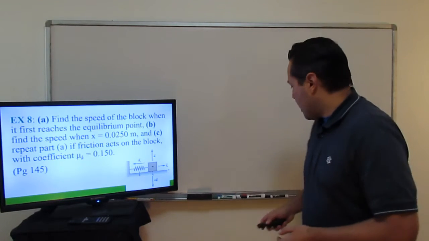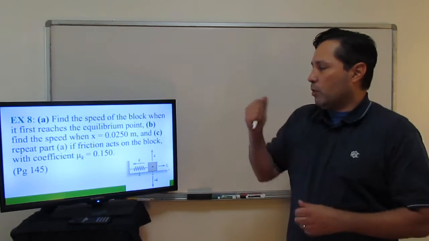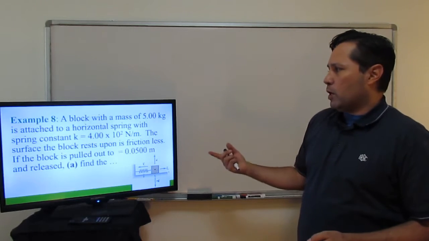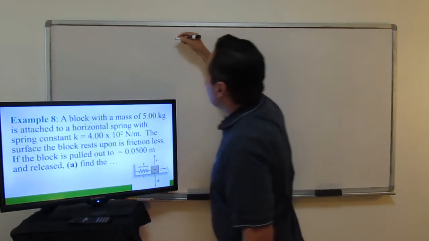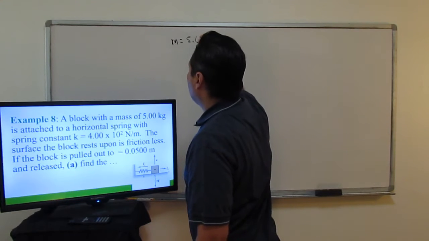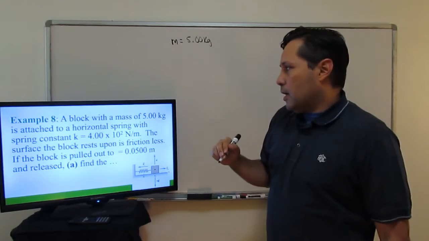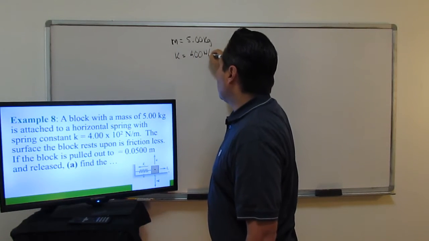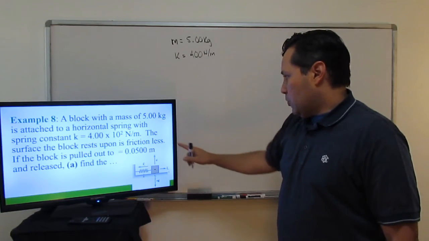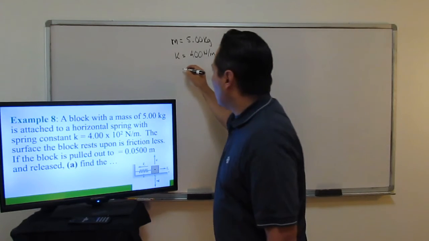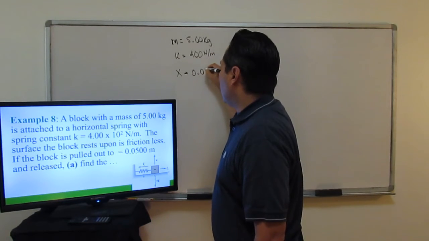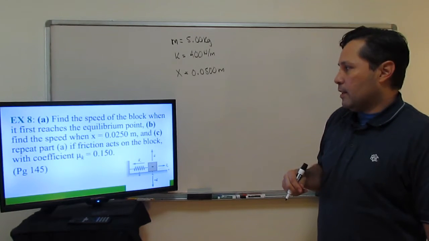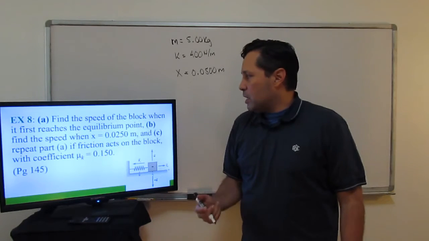All right, so let's get to part A for this problem. So find the speed of the block. We're going to go back and get some data out of the problem. First of all, we're going to need to know the mass of our object. So our block has a mass of 5 kilograms. Next, the constant is 400 newtons per meter for the spring. It's frictionless, and it is pulled to a total of, so here's our x, 0.0500 meters. All right, so now we need to find the speed of the block at the equilibrium point.